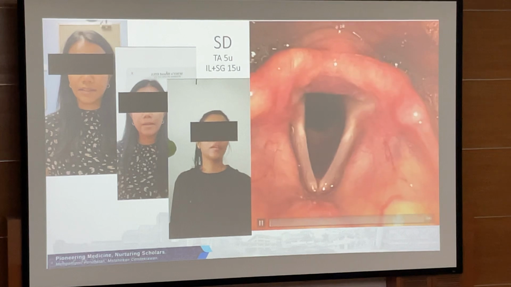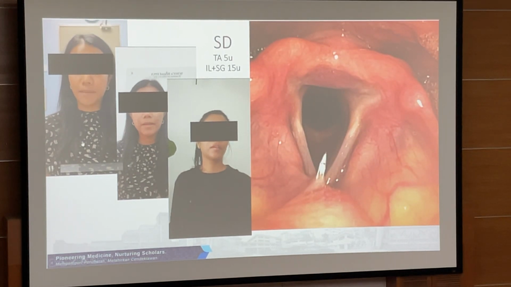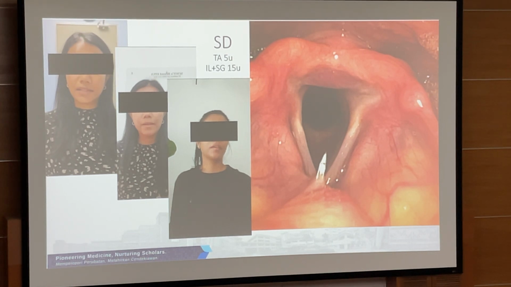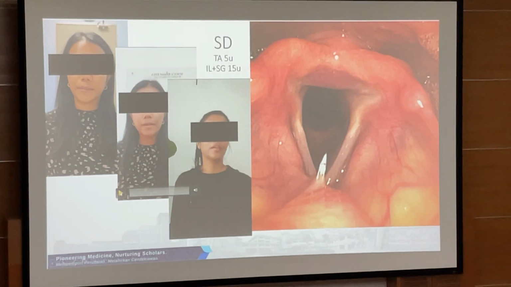So this patient has adductor spasmodic dysphonia and some elements of essential tremor. Essential tremor and adductor spasmodic dysphonia may coexist in about 26-27% of the patients. So we decided to give thyroarytenoid injection, that means the injection here, 5 units of botulinum toxin, and this is her voice self-recording taken at 1 week post botulinum toxin injection to the thyroarytenoid.